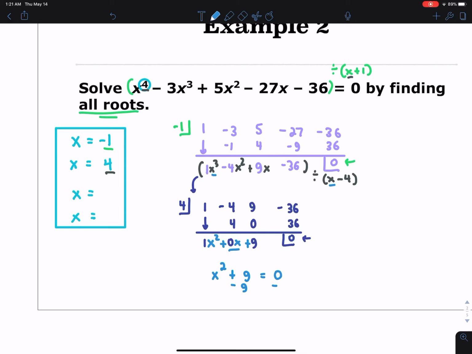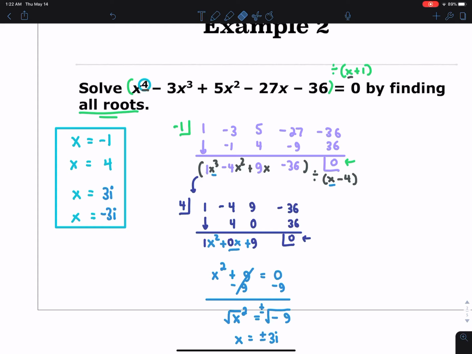So subtract 9 from both sides, which means that x squared is going to equal negative 9. And then when we take the square root of either side, we need the plus or minus. Well, the square root of 9 is 3, but because it's negative, it's an imaginary unit. So our last two roots are plus or minus 3i. So one of these is 3i, and the other is negative 3i, and now we have all four roots of our polynomial equation.